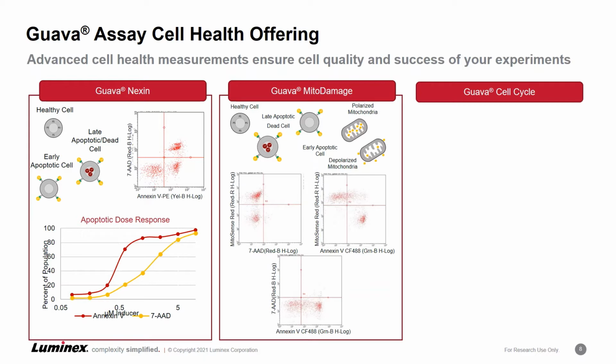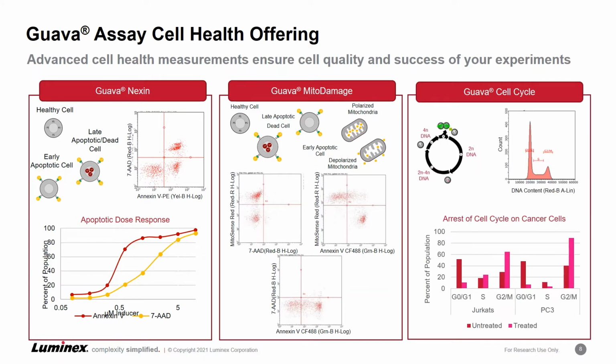The last assay I want to highlight right here is our Guava Cell Cycle assay, which looks at DNA content for your cells. The histogram plot shows an example staining for our cell cycle assay, which uses PI to assess the DNA content. Additionally, the bar graph shows an example on Jurkat cells and PC3 cells that were left untreated or treated for cellular arrest.